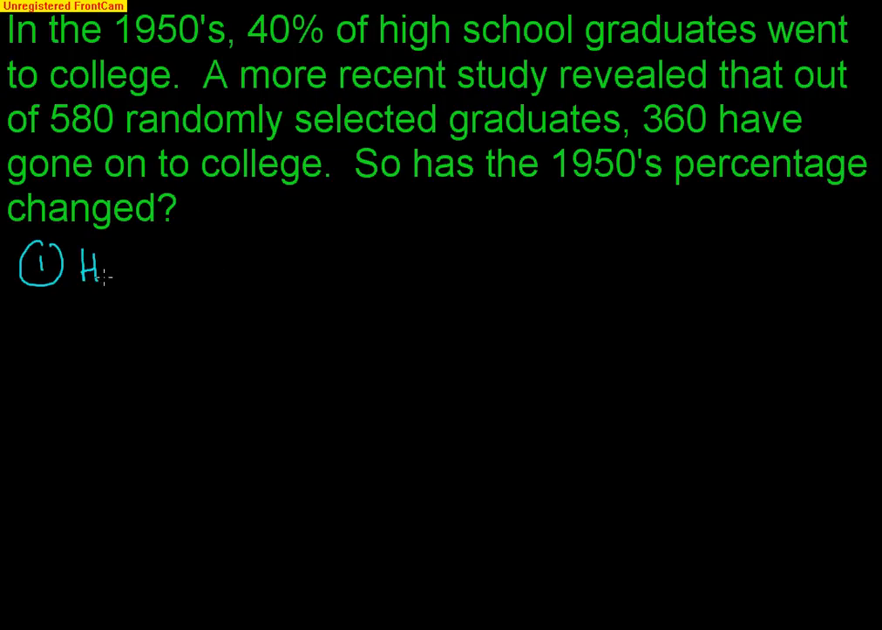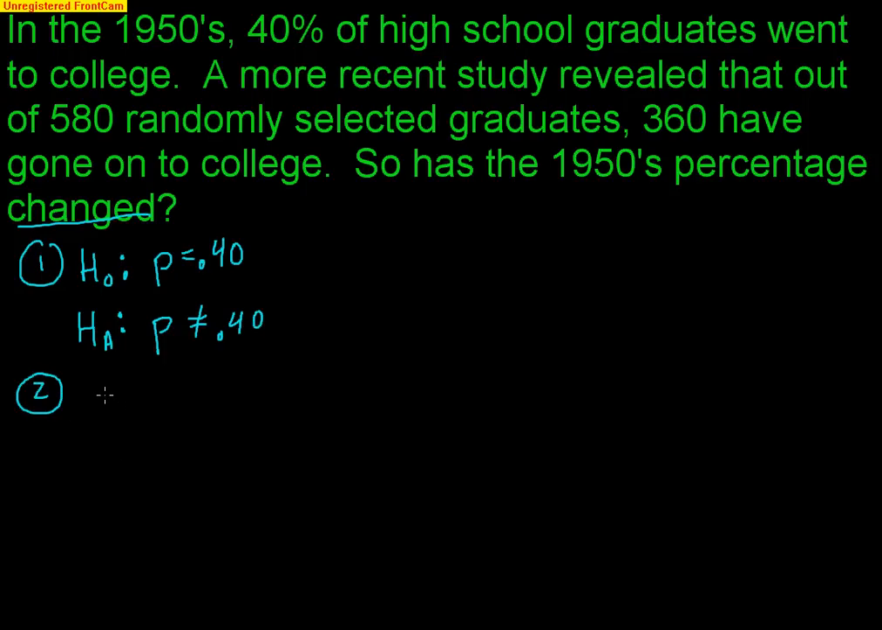Step one, we need our null hypothesis and our alternative hypothesis. The null would be that the true proportion is still 40%, that we saw back in the 1950s. And the alternative, now notice when you read this, it never said did it increase, did it decrease, it just says has it changed. So a change could be good, a change could be not good or bad, but change could be higher or lower. So I'm just going to say not equal to 0.40. And I'm going to show you a little bit later on how that changes the problem ever so slightly.